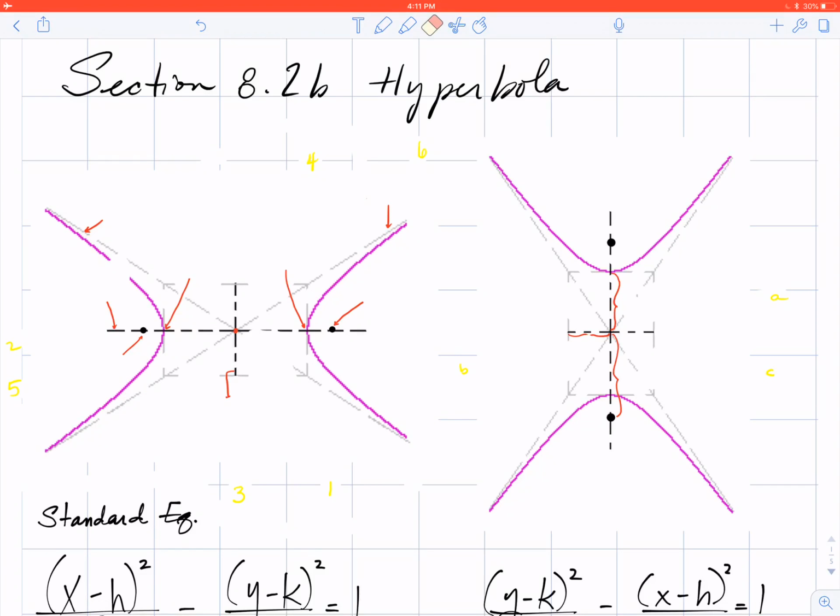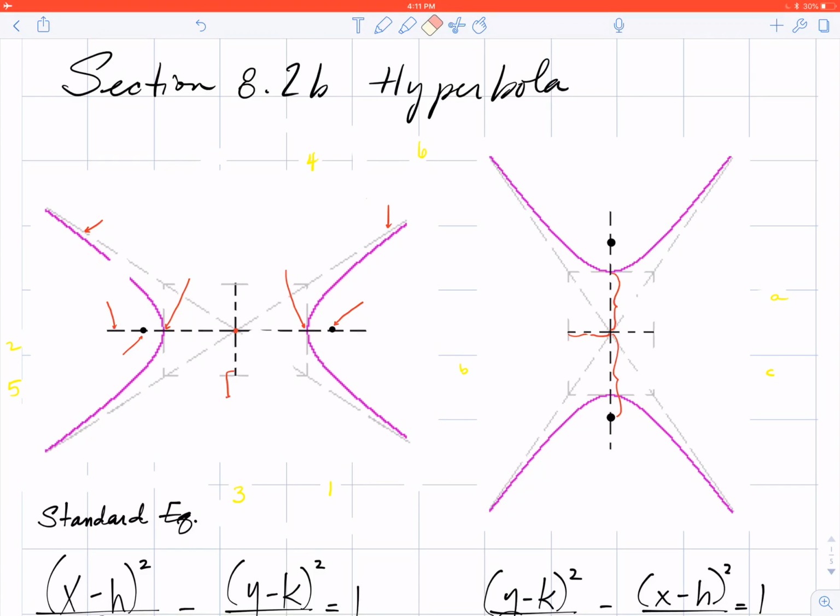Hey folks, this is your introduction to hyperbolas with all of the parts labeled. First thing, notice that I have two hyperbolas drawn here. One of them opens side to side, or horizontally, and the other one opens up and down, or vertically. We'll talk about that matching up with our equations in just a moment.